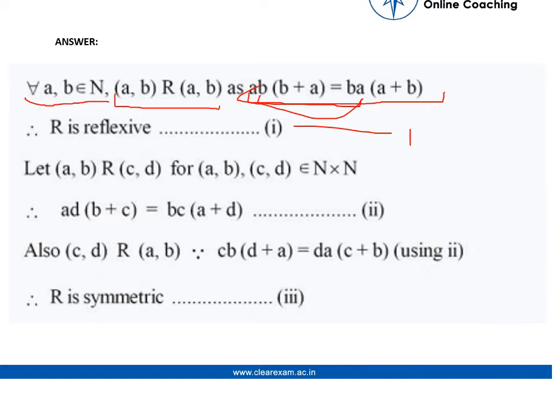Let (a, b) be related to (c, d) for all (a, b) and (c, d) belonging to the set of natural numbers. Therefore, ad(b + c) = bc(a + d). Similar to this, (c, d) is related to (a, b). Therefore, using these two conditions, we can say that cb(d + a) = da(c + b), using the second equation. Therefore, the relation R is symmetric as well.